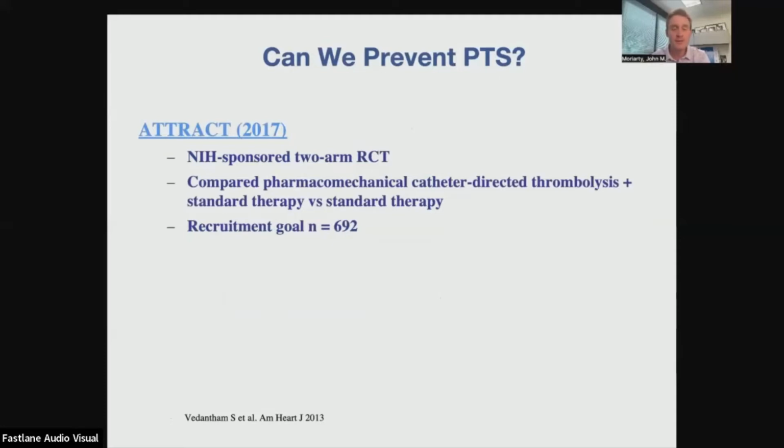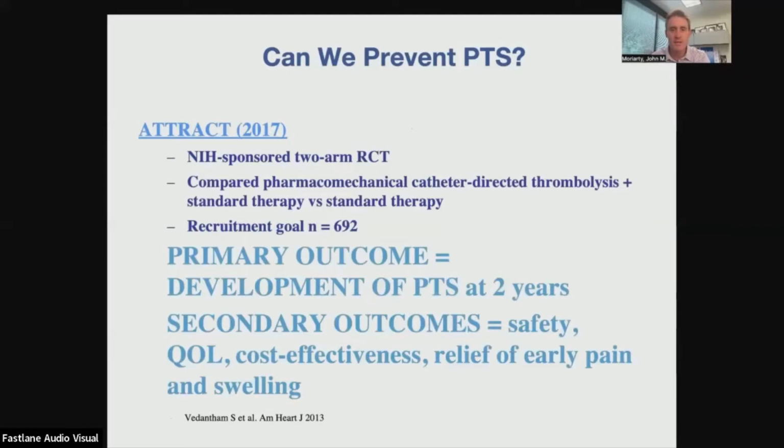Now, there's another big trial, which again, some of your doctors, some of your healthcare professionals may be talking about, called the ATTRACT trial. This is a big US trial, so a slightly different population to what we have in Ireland. In almost 700 patients, they looked at: did post-thrombotic syndrome develop, but also, was it cost effective? How did it affect their quality of life? Did patients get better early with their pain and swelling?